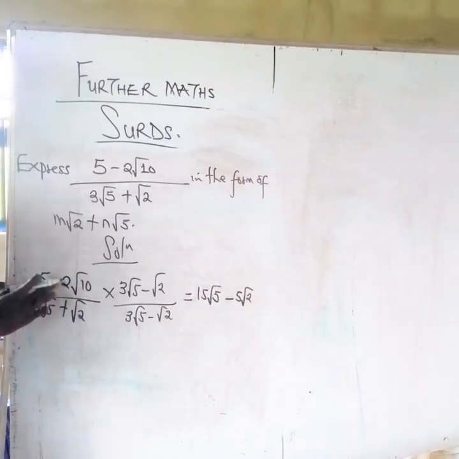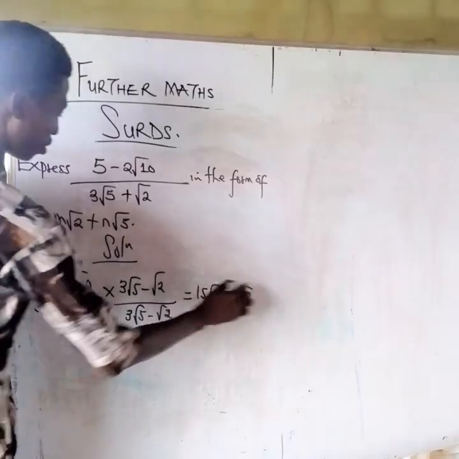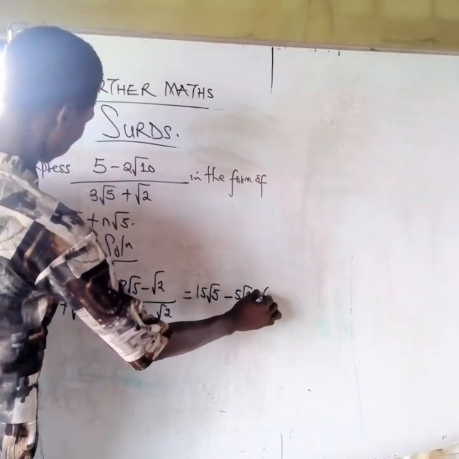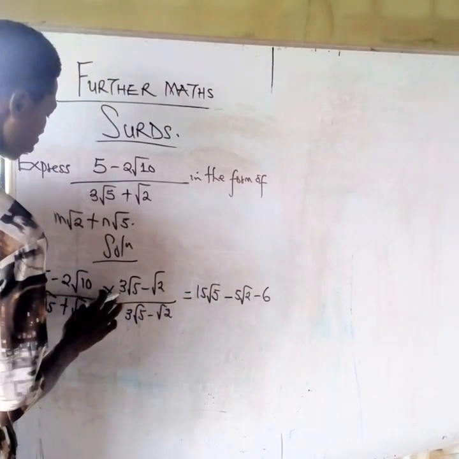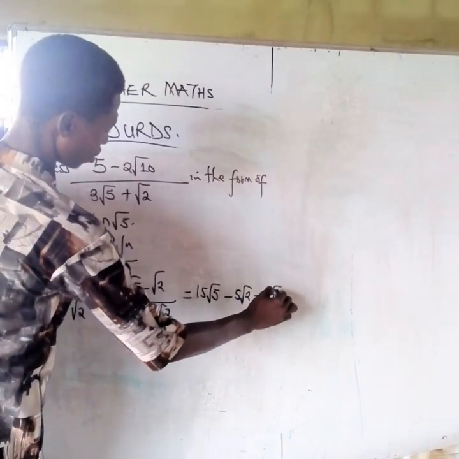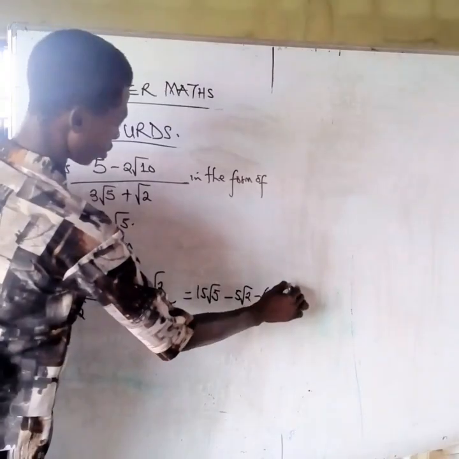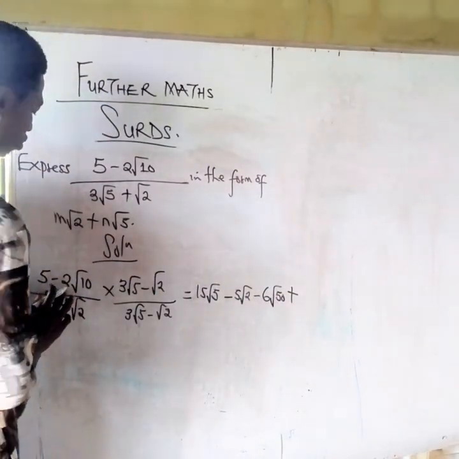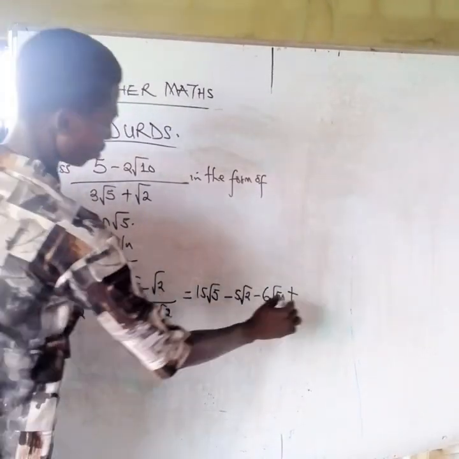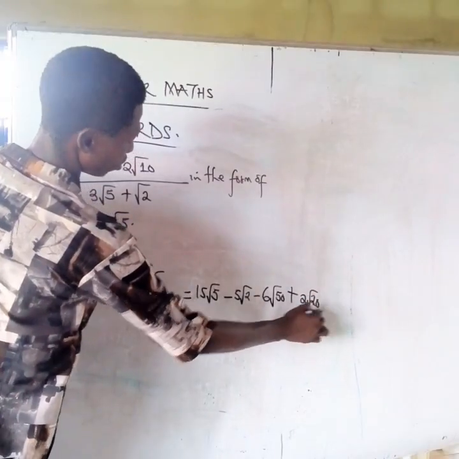So we still have here minus 2 root 10 times this gives you minus 6, because 2 times 3 is 6. Then root 10 times 5 root 5 is what? Root 50. So you also have minus times minus is plus. So you have 2 root 10, and this gives you 2 root 20.